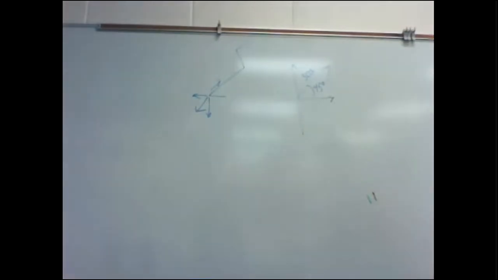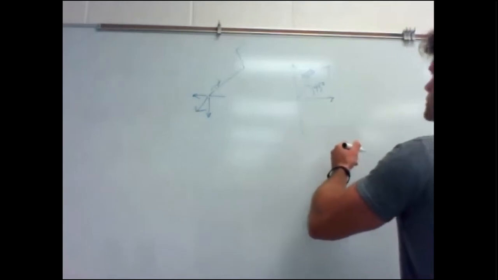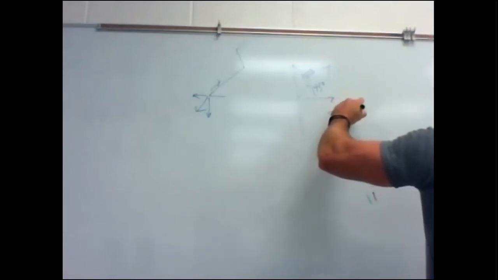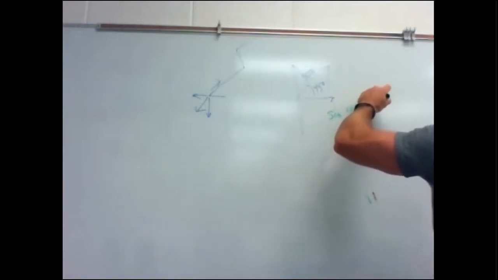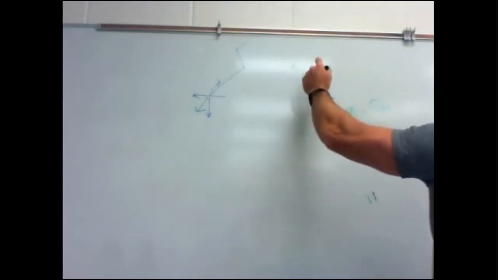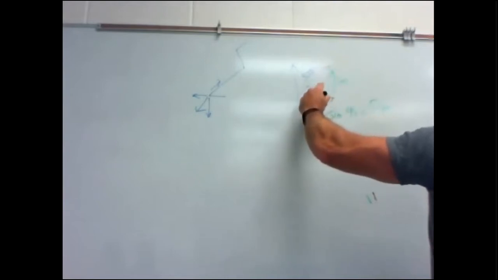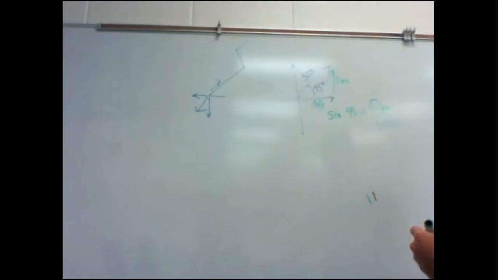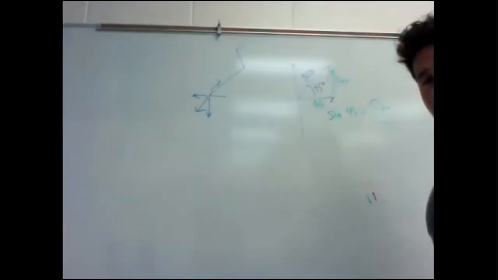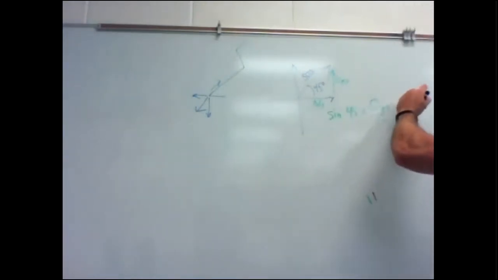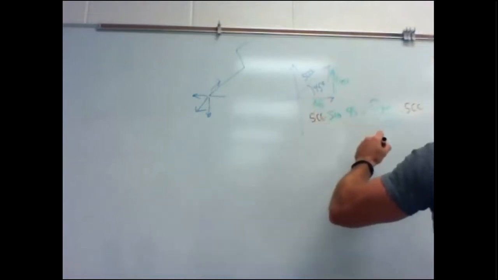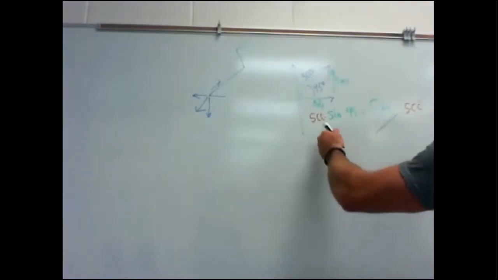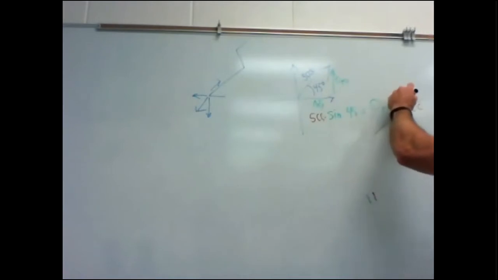My markers aren't that great, but we'll see what works. Okay, guys, we're going to start breaking this down by doing our good old trig. So we know the sine of the angle, which is 45, equals the opposite. That's going to be our vertical component, over 500. Then if we multiply both sides by 500, we end up with 500 times the sine of 45 equals the opposite, which equals our vertical.